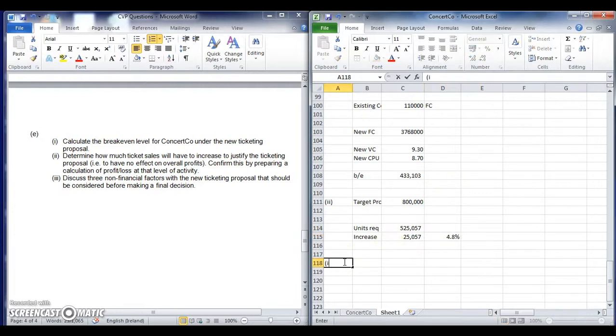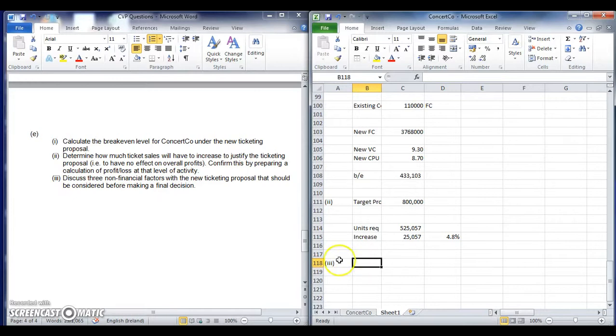And the final one then, just to make sure students are keeping their managerial hat on and not just looking at the financial implications, is the question: discuss 3 non-financial factors of the new ticketing proposal that should be considered before a final decision. Now again, in an exam there might be 6 marks going for this. For example, 3 factors by 2. And it's not about just identifying them, you must discuss them. So any relevant one here will get you marks. So don't be worried about hitting the exact ones in the solution.